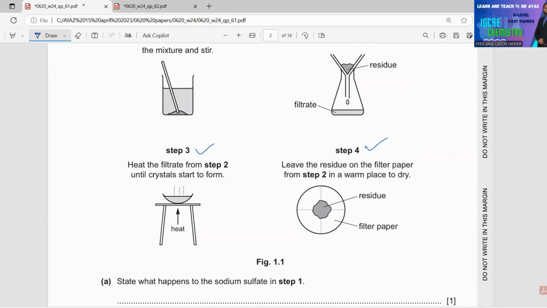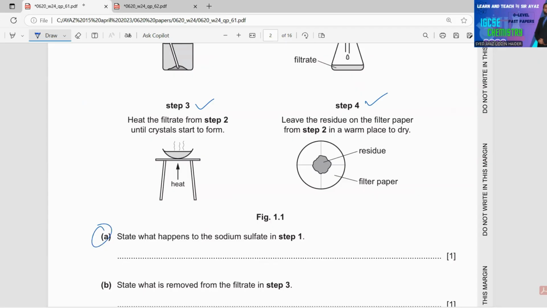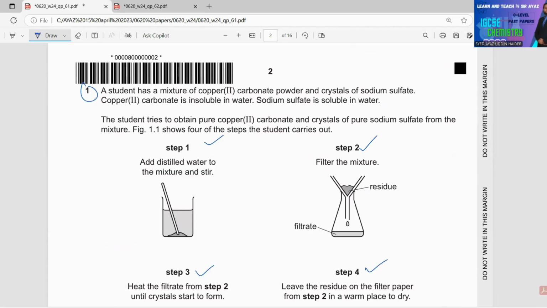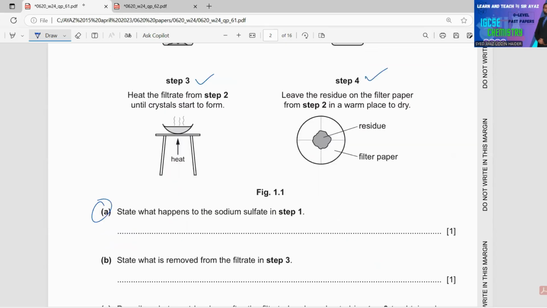A. State what happens to the sodium sulfate in step 1. If you look at the information, they have already explained that sodium sulfate is soluble in water. So what will you write? You will write dissolves. It will definitely dissolve in this water.